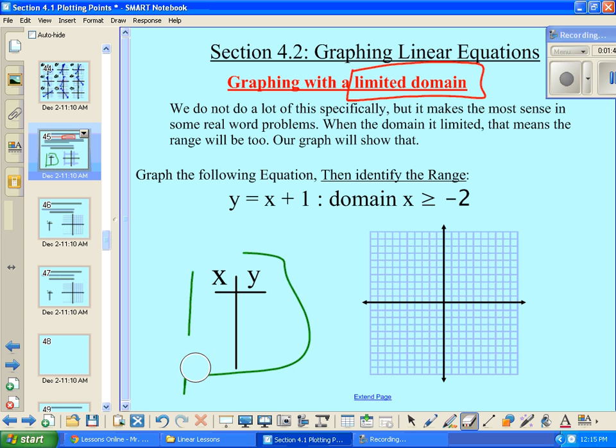But we'll just notice that the answers we get are limited. We cannot have every single answer. There still might be an infinite amount of answers for the equation, but not all of them are in play when they limit our domain.